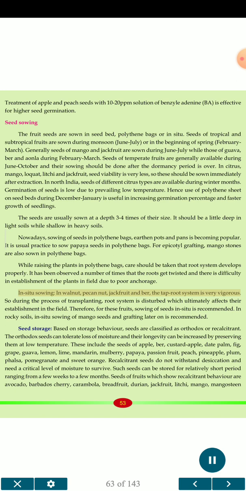In situ sowing. In walnut, pecan nut, jackfruit and bay, the tap root system is very vigorous. So during the process of transplanting, root system is disturbed which ultimately affects their establishment in the field. Therefore, for these fruits, sowing of seeds in situ is recommended. In rocky soils, in situ sowing of mango seeds and grafting later on is recommended.